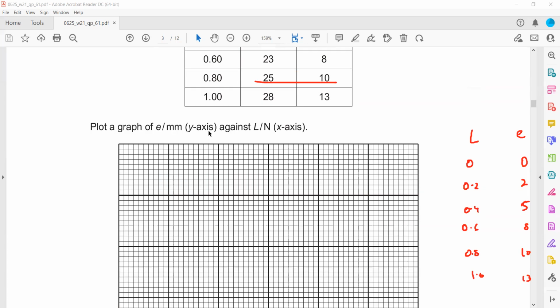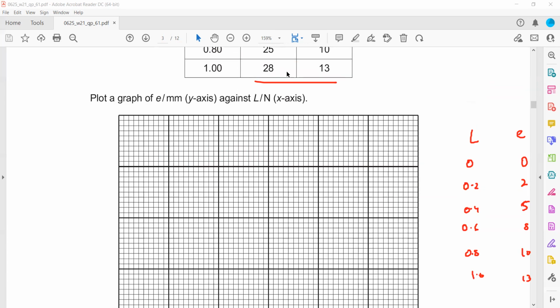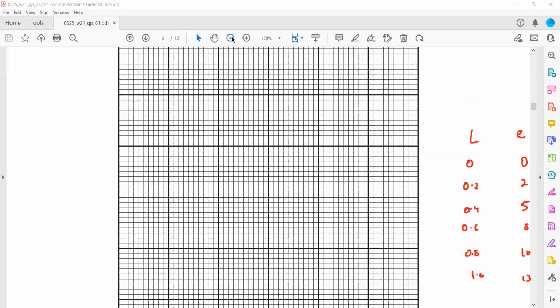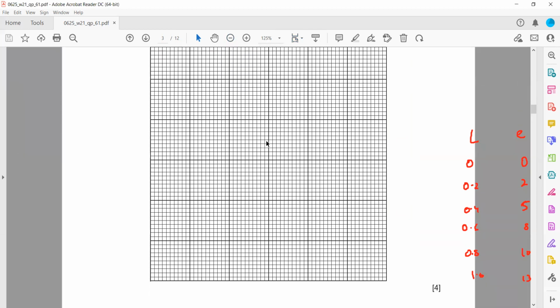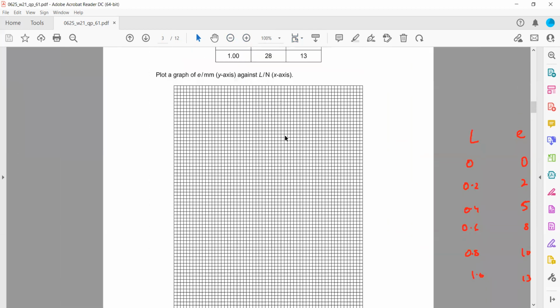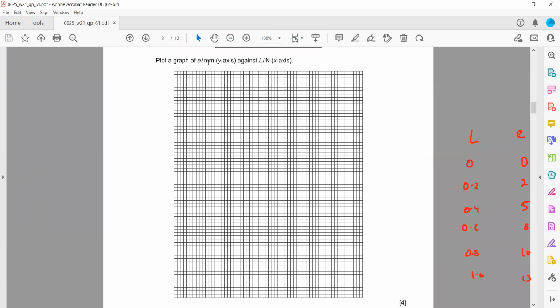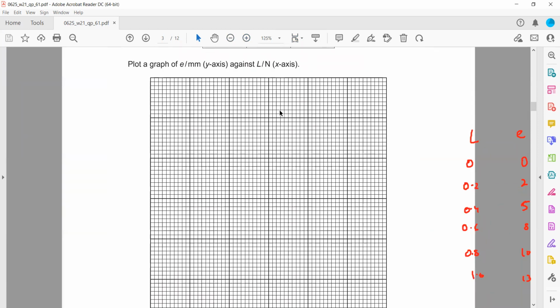They mention to plot a graph with extension on the y-axis. So we have to plot extension on the y-axis and load on the x-axis. When you are plotting a graph, try to use 70% of your graph paper. Extension is on the y-axis and load is on the x-axis.